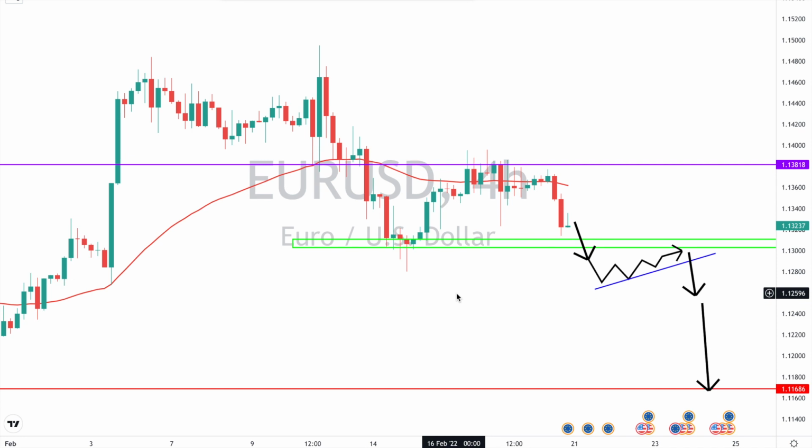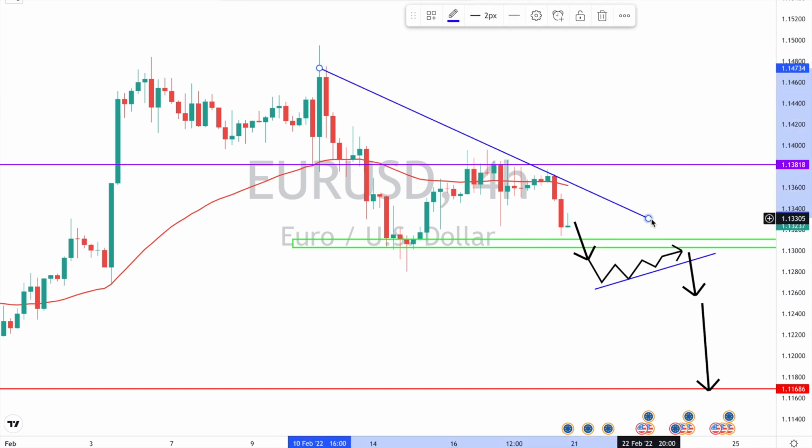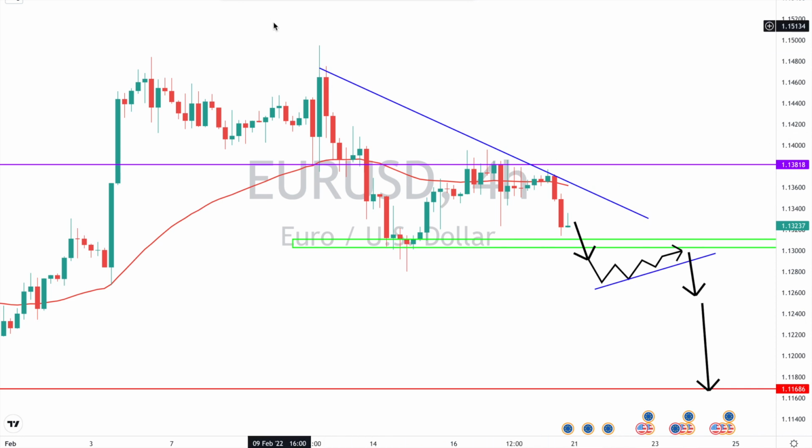Now let's also discuss the bullish scenario. So first of all, let's draw this trend line somewhere right here. And as you can see, we have some kind of an area of high confluence where our weekly resistance, trend line, and the 50 EMA are all lining up in one place.